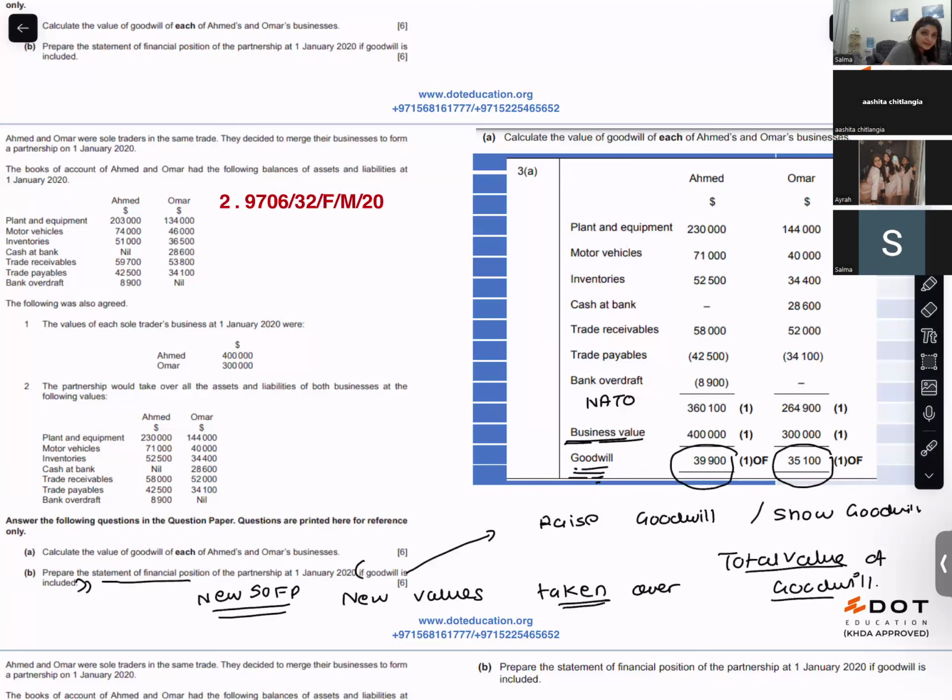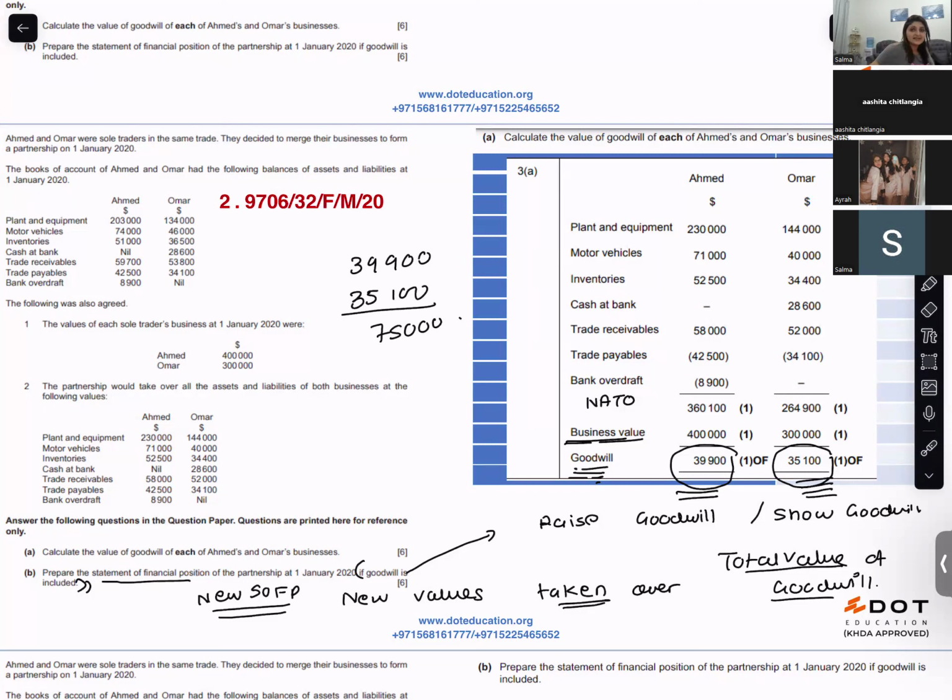Total value of goodwill. So this is the goodwill of Ahmad's business and this is the goodwill of whose business? Omar's business. So the goodwill of Ahmad's business is 39,900 and the goodwill of Umar's business is 35,100. So the total value of goodwill is 75,000. Are you with me?